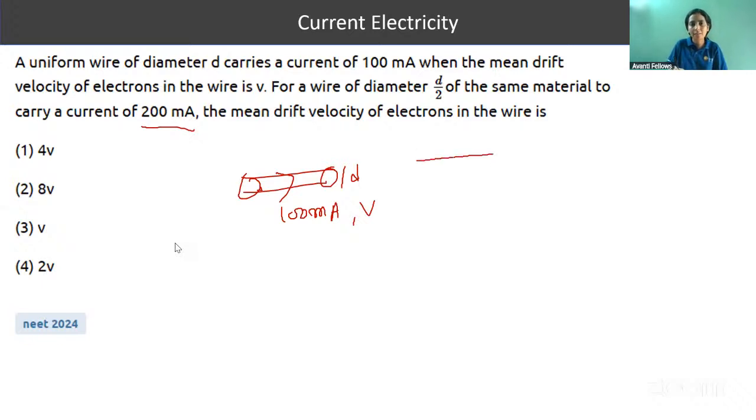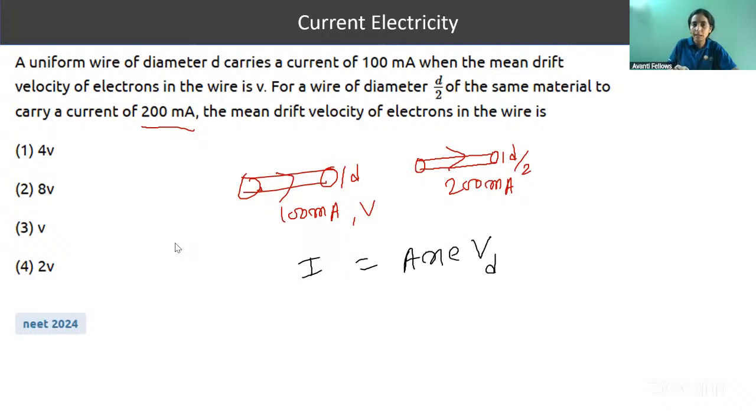So you are asked that now the wire is thinner. Now the diameter is D by 2, and through this you have to allow 200 milliampere of current to flow, not the same current, sorry. Then you are asked what will be the drift velocity in this case. So use the formula, it is simple. I is equal to what? n A e v_d.